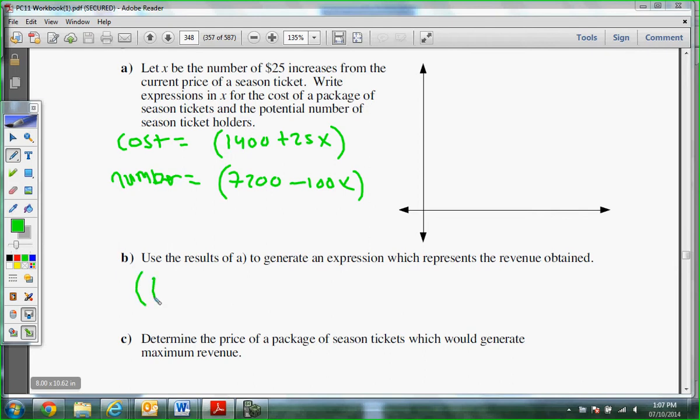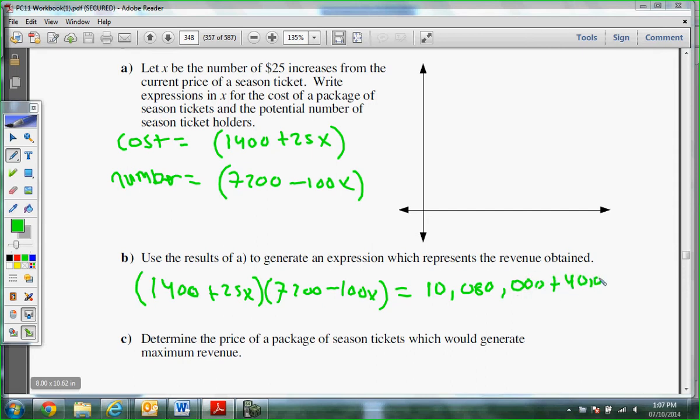So what we're going to do is multiply these. We're going to go (1,400 + 25x)(7,200 − 100x) to get our quadratic. When we do that, it's going to be kind of big, but you'll get 10,080,000 plus 40,000x minus 2,500x squared.